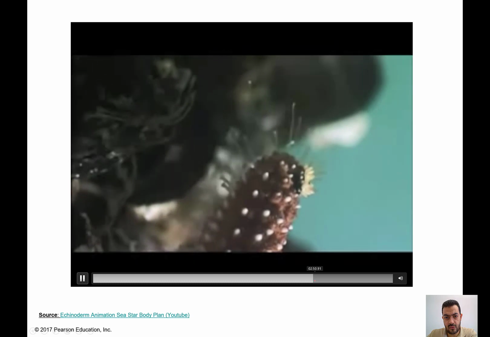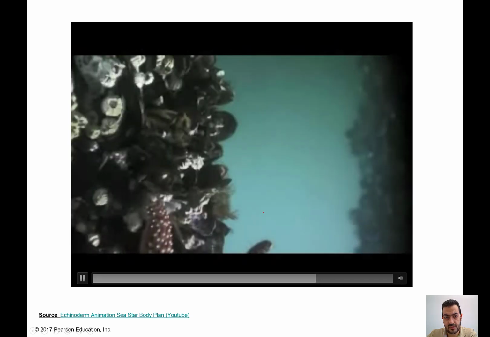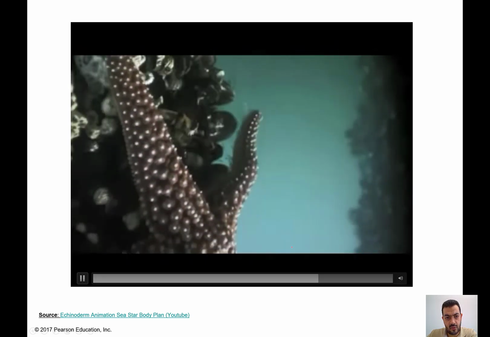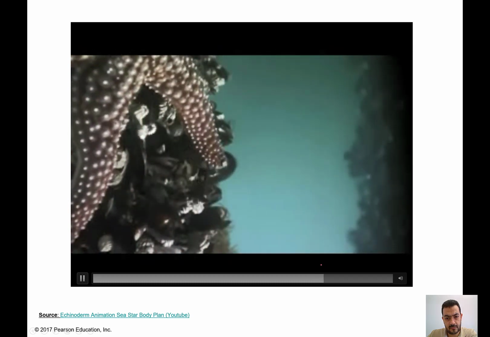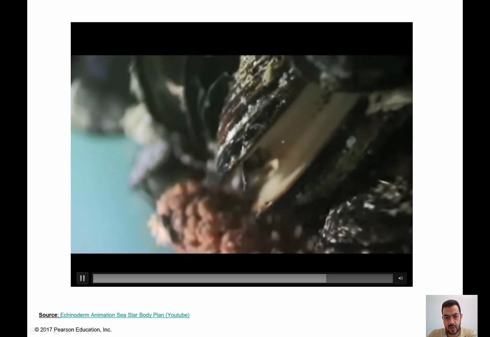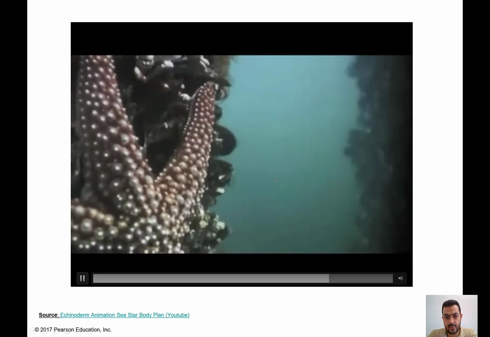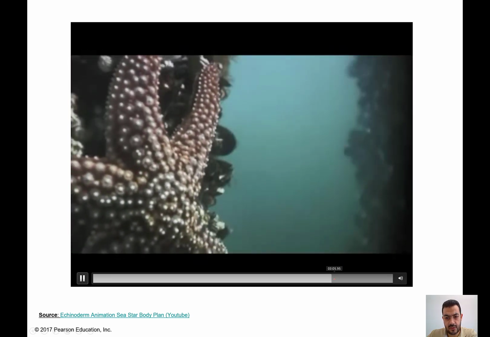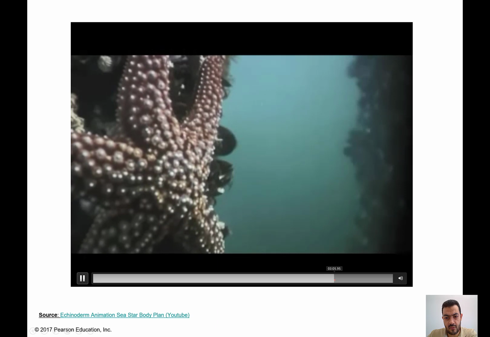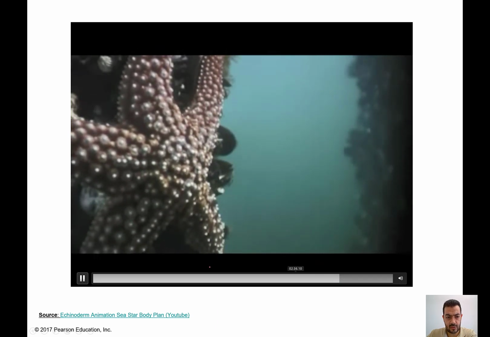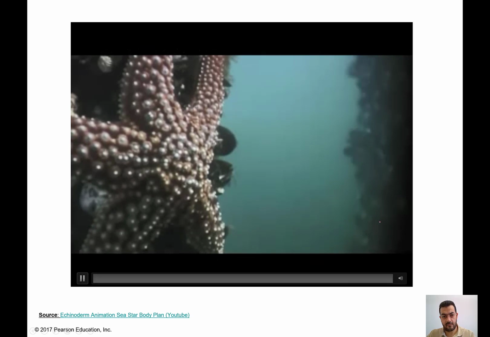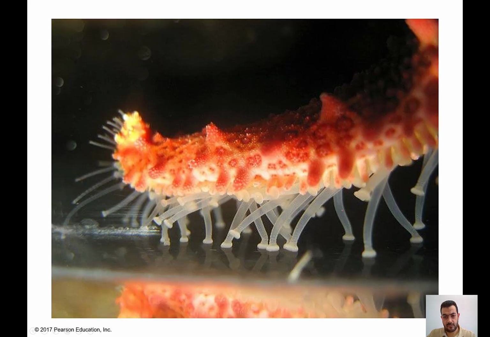And as we said, some of them have this sensory role, and once they land on an organism, they will try to find a gap in the skeleton of that organism, and then they will exert their pressure in order to attack that organism. So here is another image showing a group of these feet.